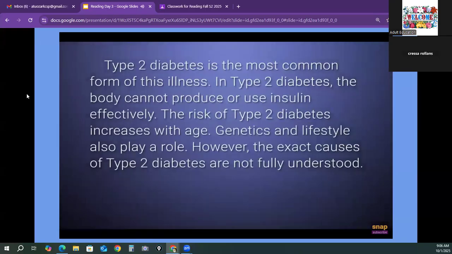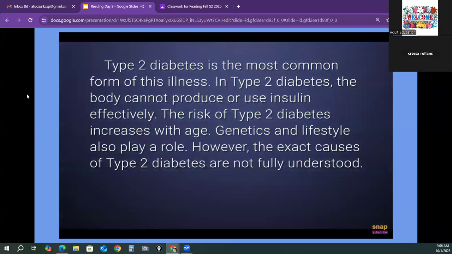In type 2 diabetes, the body cannot produce or use insulin effectively. The risk of type 2 diabetes increases with age. Genetics and lifestyle also play a role. However, the exact causes of type 2 diabetes are not fully understood.